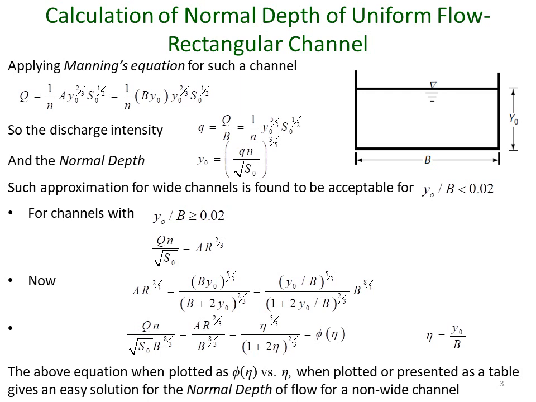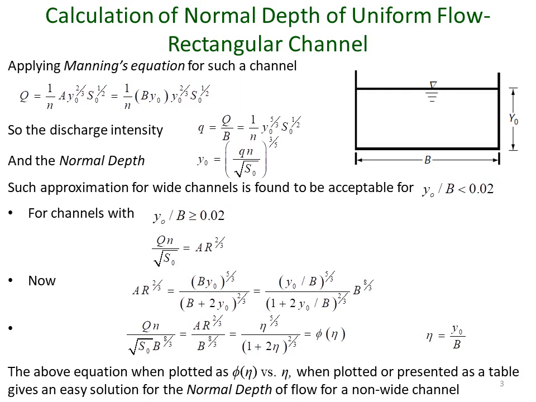So here, if we non-dimensionalize the term on the left hand side of Manning's equation, then we can get Qn by root under S naught into B to the power 8 by 3, that equals to eta to the power 5 by 3 by bracket 1 plus 2 eta to the power 2 by 3. So this is a non-dimensional form of the same equation.